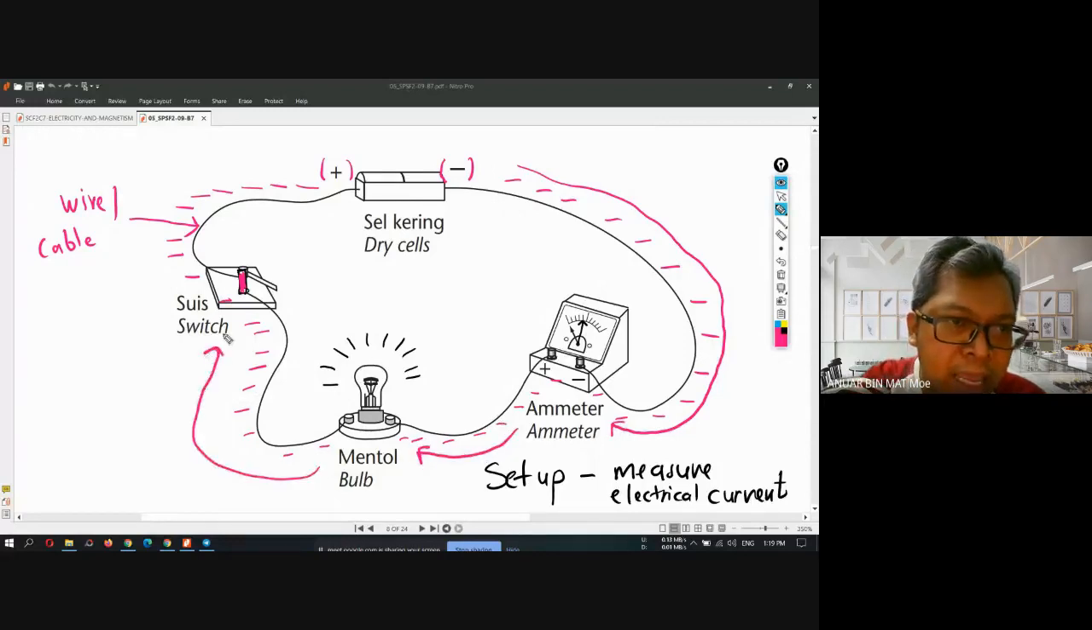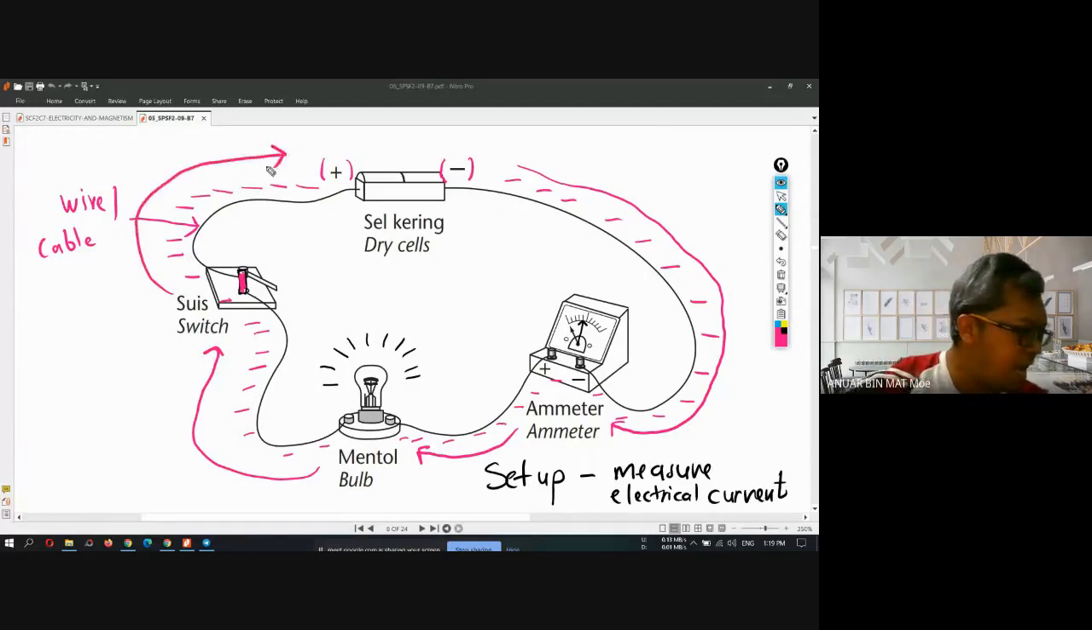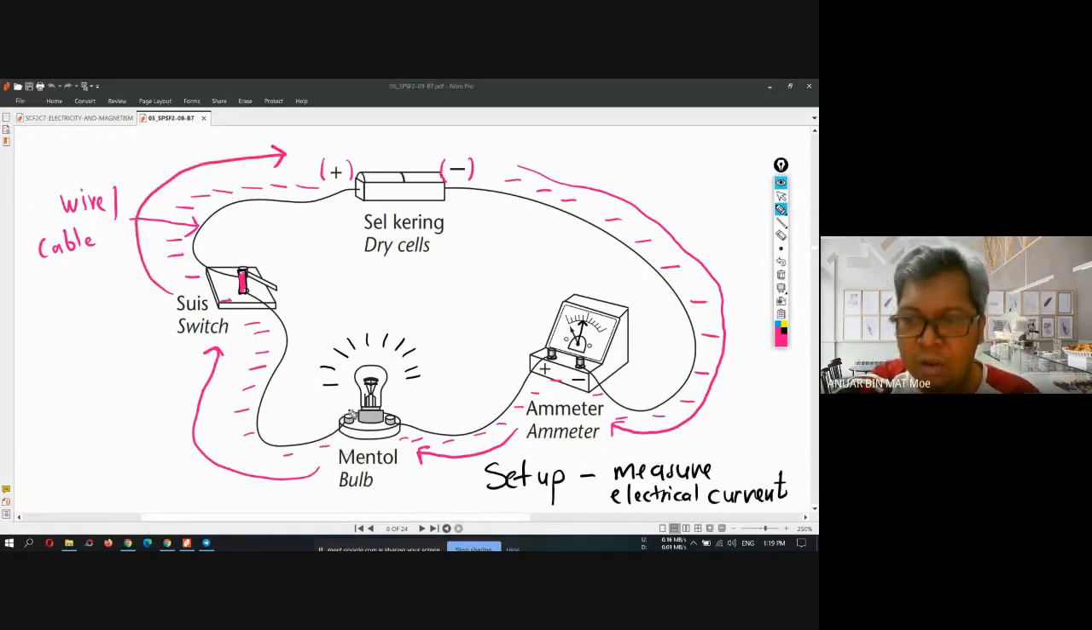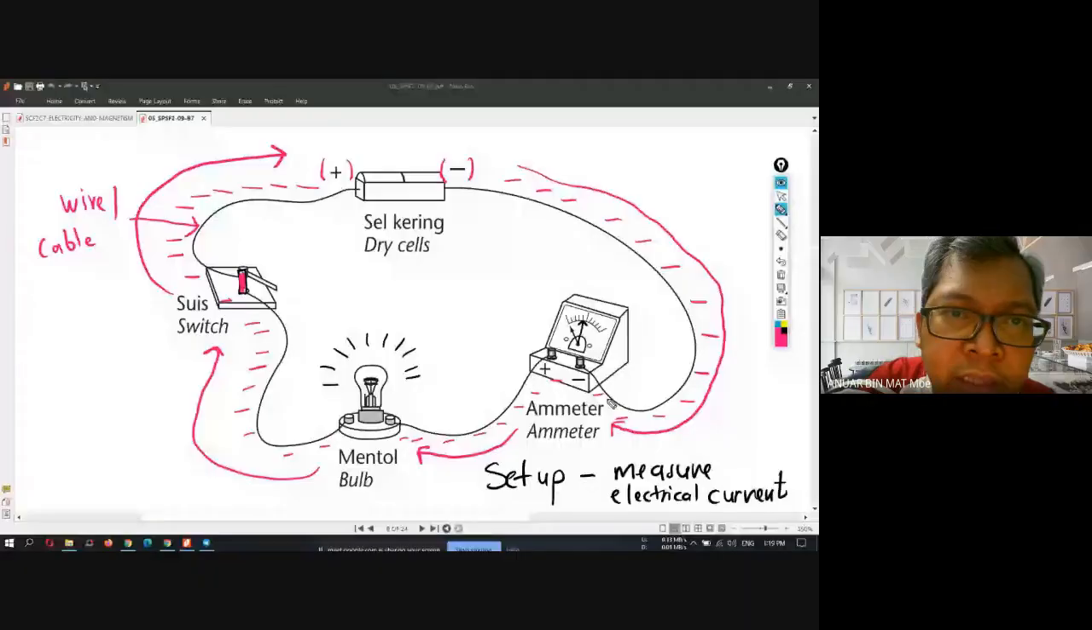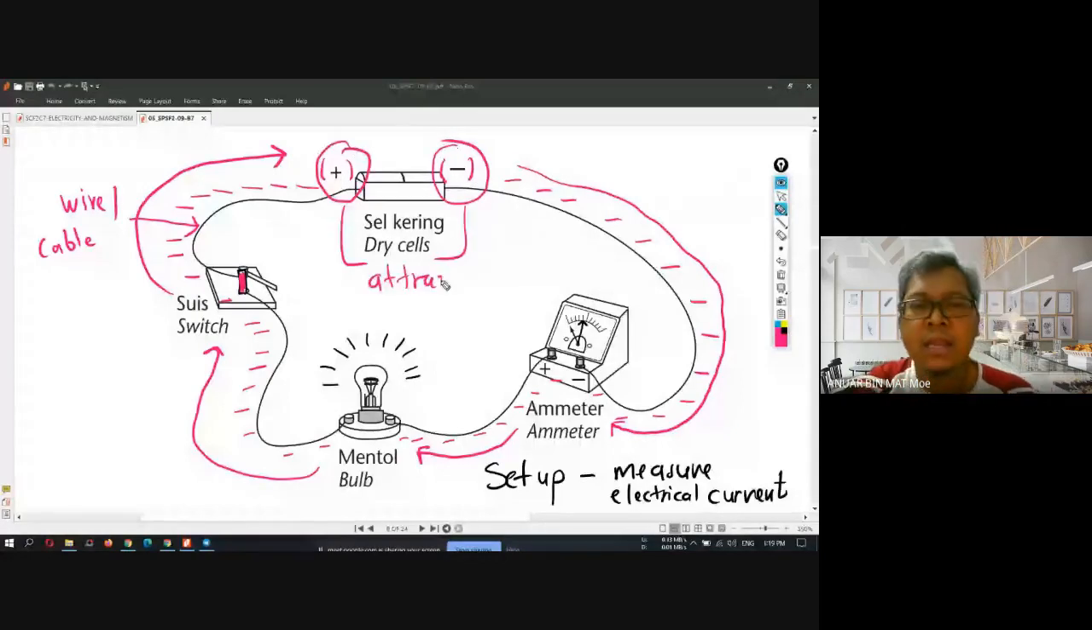This is what we call electric current. The flow of electron, not the flow of proton, the flow of electron. Because why? Because negative and positive, what will happen? They will attract. Charges attract different charges. So when I switch on the switch, the electron will move from the negative terminal of the battery to the positive terminal of the battery.